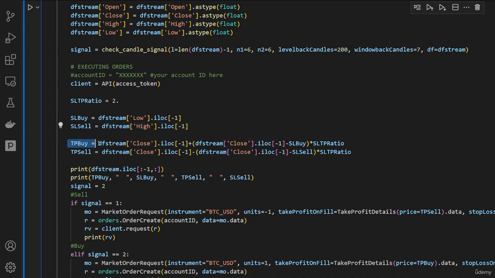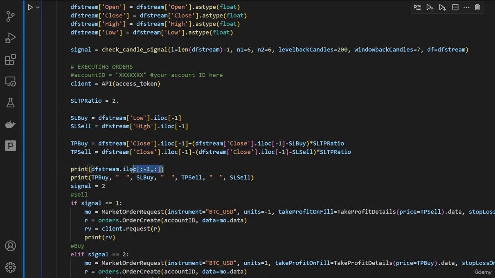The take profit, however, is the close of the current candle plus whatever stop loss distance we are using times the stop loss take profit ratio. So this is the ratio that's going to define the difference between the stop loss and the take profit distances. Same thing for the take profit in case we are shorting the market: it's the closing price minus the stop loss distance times the stop loss take profit ratio.